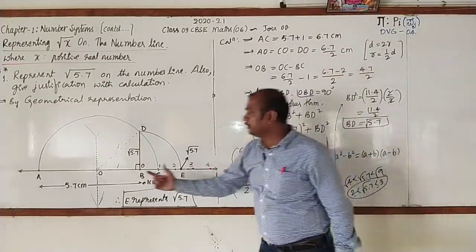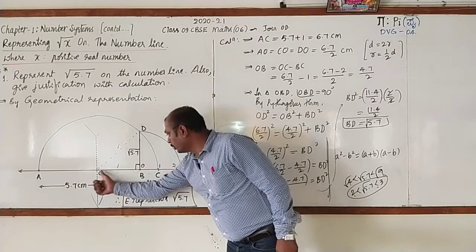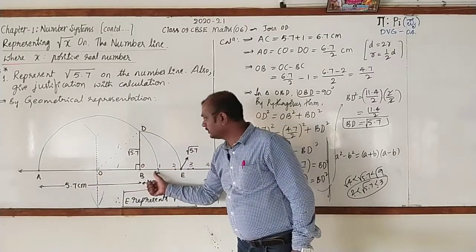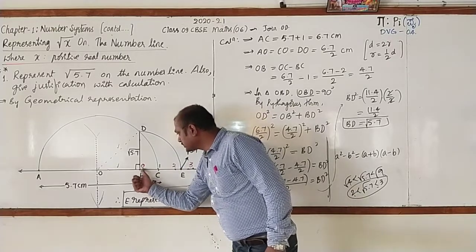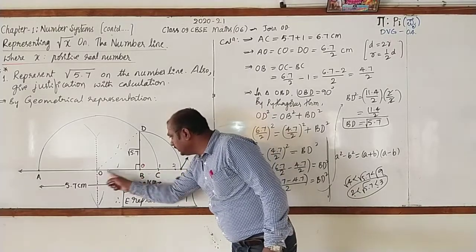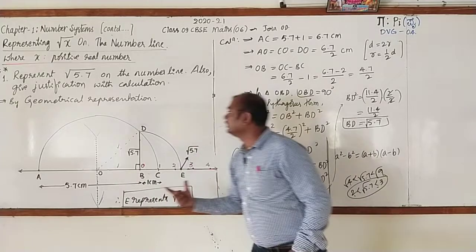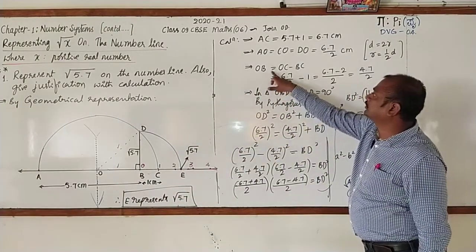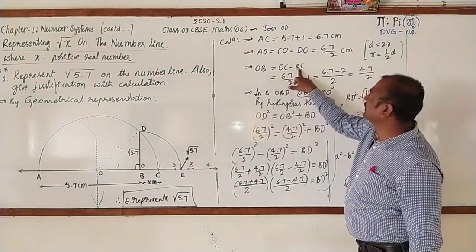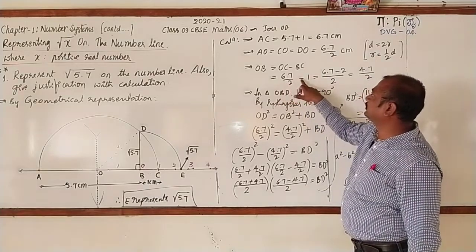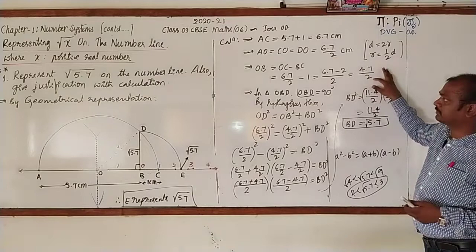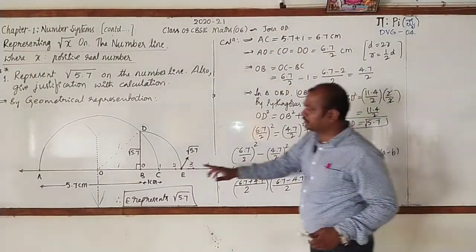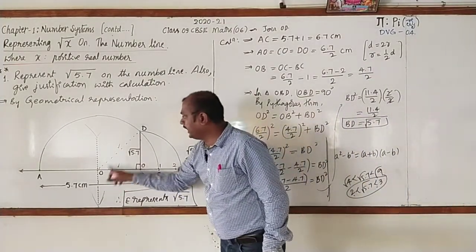Next, we want OB. See that O to C, it is the radius. But OB is a part of that radius. When you subtract this 1 unit in radius, you will get OB. So we have written OB equal to OC minus BC. OC, that is the radius 6.7 by 2 minus 1. Then taking LCM and simplifying, you will get 4.7 by 2. Now we got both the sides OB and OD.